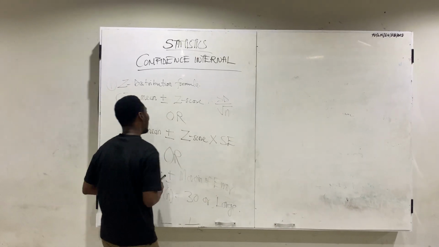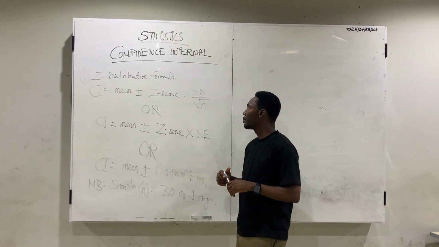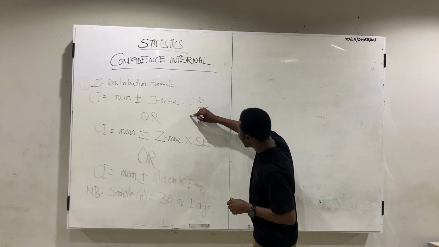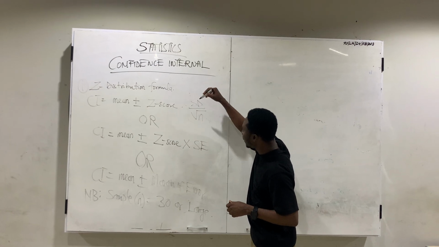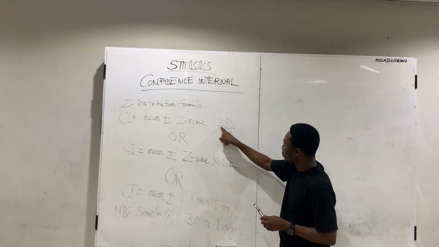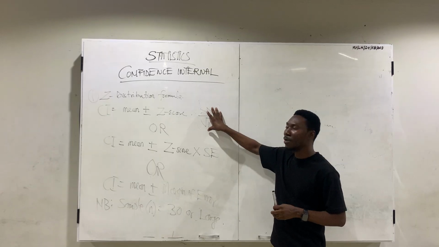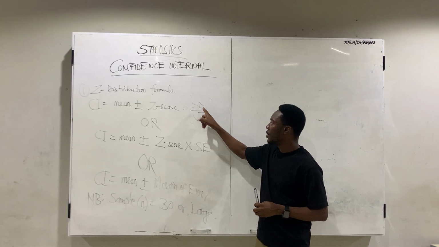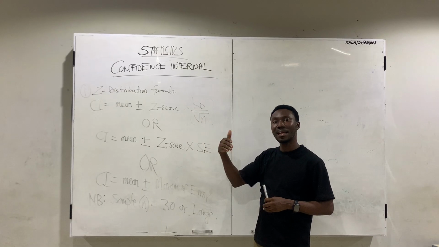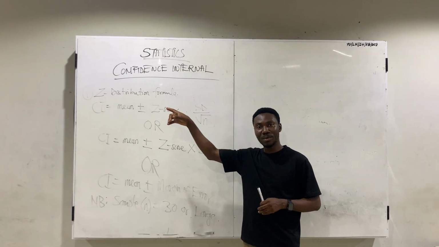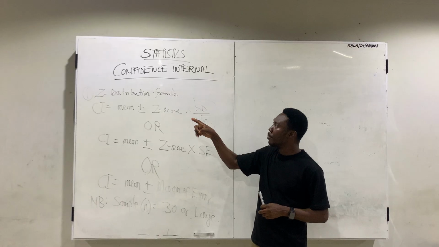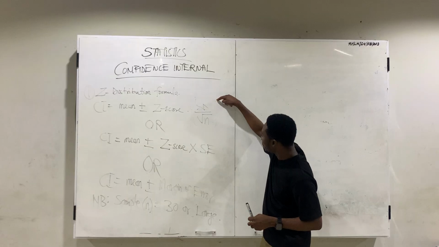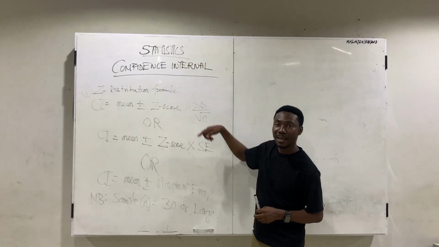But now let me take you through the dynamics of this formula. If you look at this part of the formula, the standard deviation over square root of n, in statistics, we call it the standard error. Okay, the standard deviation all over square root of n, we call it the standard error. That is why when we were looking at the components, I told you that one of the components of confidence interval is the standard error. So this portion of the formula, we call it the standard error.